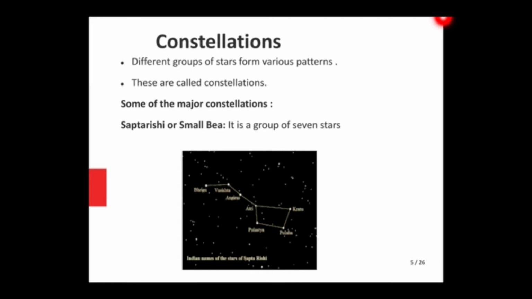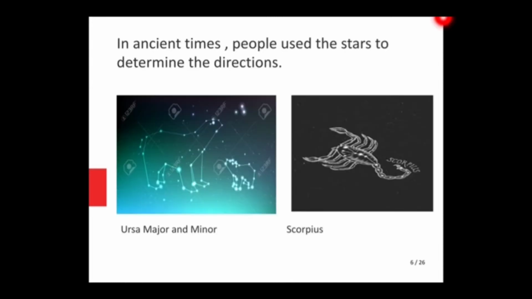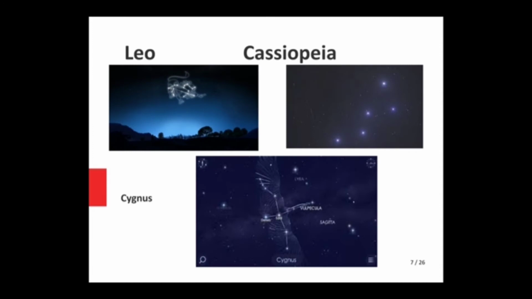For example, you can see here, this is the Saptarishi constellation or Small Bear. This is a group of 7 stars. After that, there are some other major constellations like Ursa Major and Minor, Scorpius, Cygnus, Cassiopeia and Leo. These are some of the major constellations which tell us the direction, as in ancient times there were no scientific instruments to know the direction, and people used these stars to determine the direction.